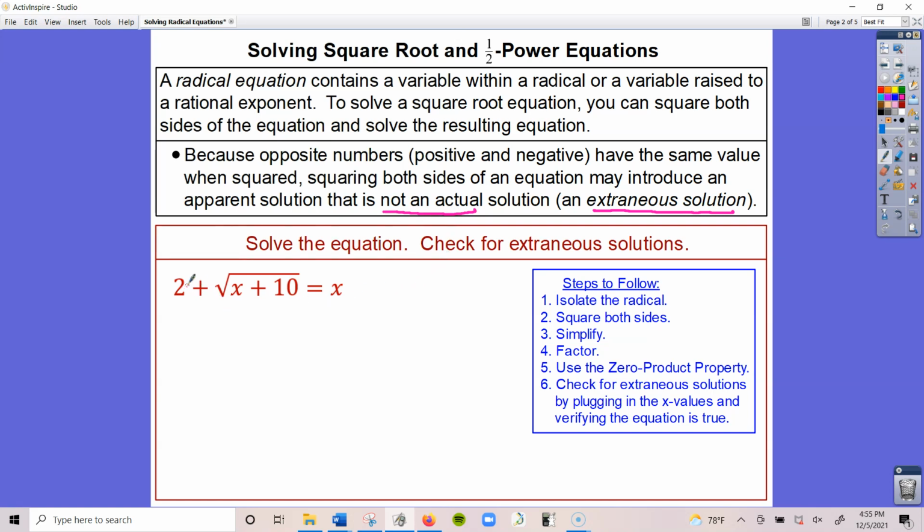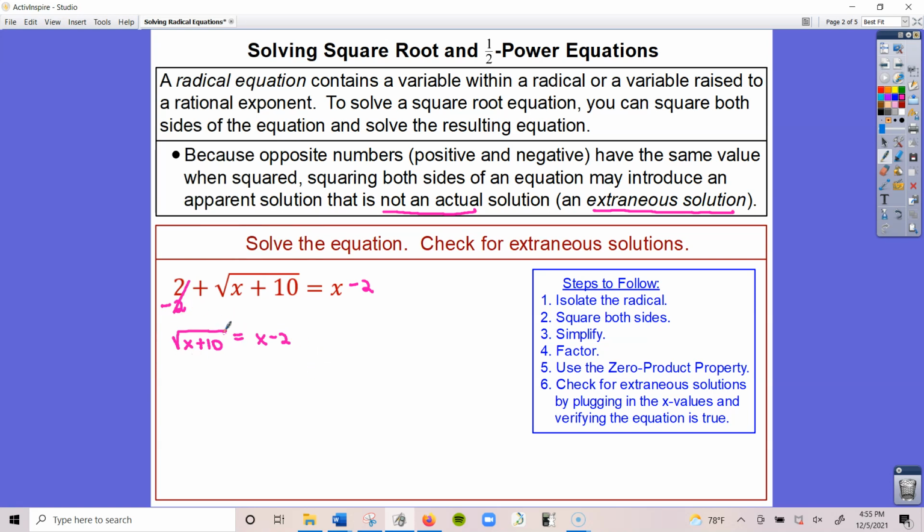For this equation, we have 2 plus the square root of x plus 10 is equal to x. I have steps here that we can follow for solving this kind of equation. Your first step is to isolate the radical, meaning we want to get this square root all by itself. Since I have this 2 over here, I want to get rid of that 2. Since it's positive, I'm going to subtract 2 from both sides. So we have now the square root of x plus 10 is equal to x minus 2.